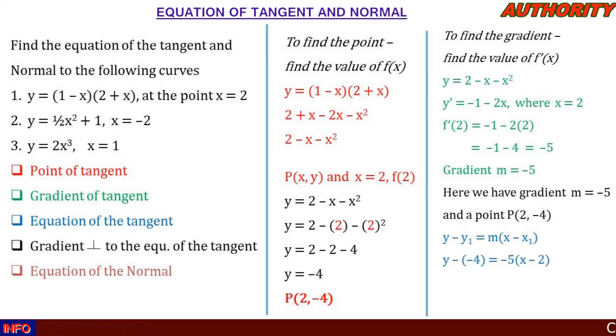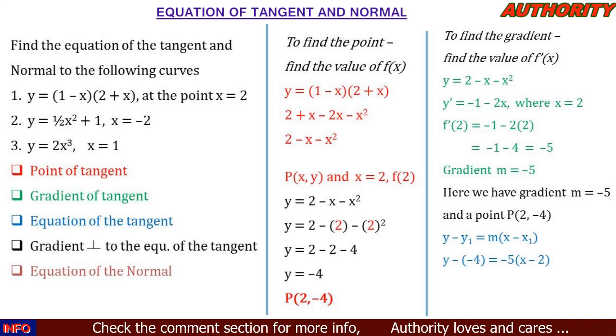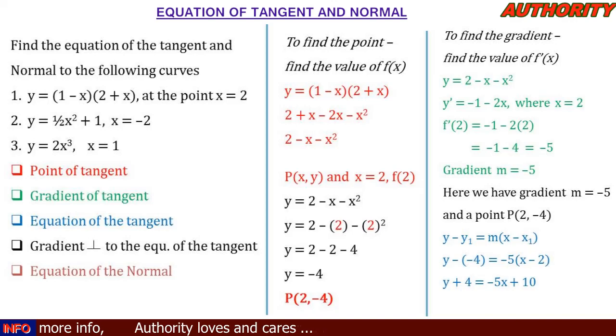So we're going to have y minus (minus 4) equal to minus 5 times (x minus 2). In place of y1 we write minus 4, in place of m we have minus 5, and in place of x1 we have 2. Okay, good. So we have y minus (minus 4). When we open this bracket, we're going to have minus times minus 4, which gives us plus 4, equal to, we use this minus 5 to open the bracket. Minus 5 times x is going to give us minus 5x, and minus 5 times minus 2 is going to give us plus 10. So here we have y plus 4 is equal to minus 5x plus 10.